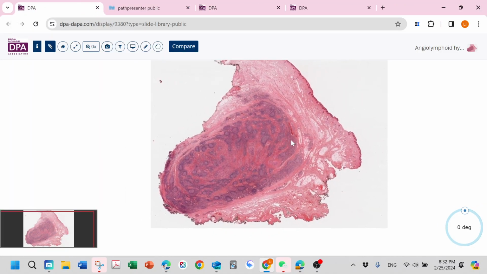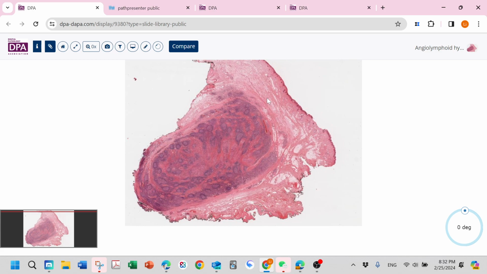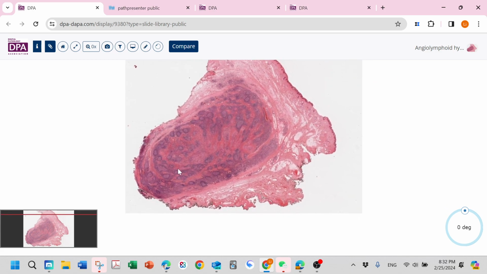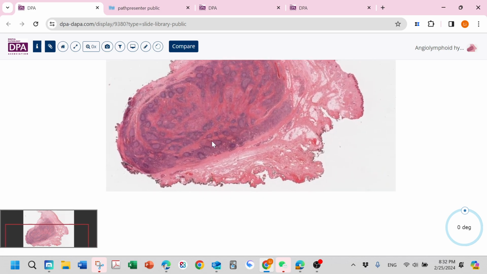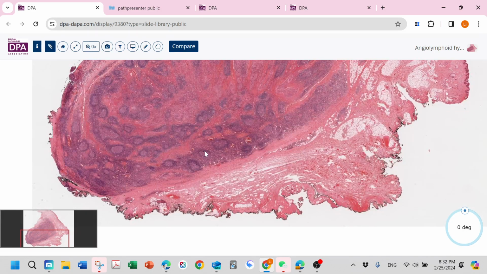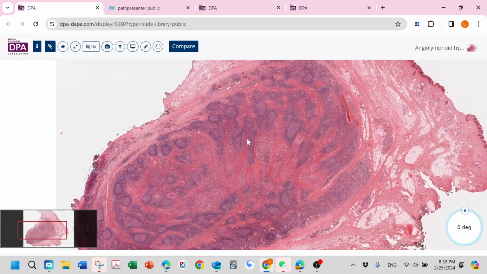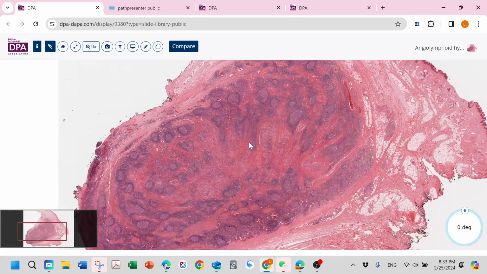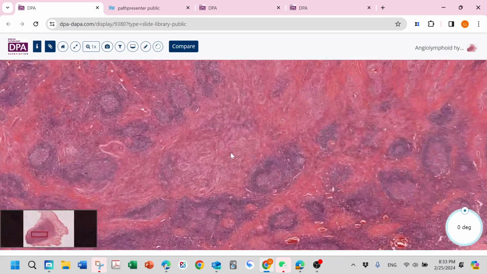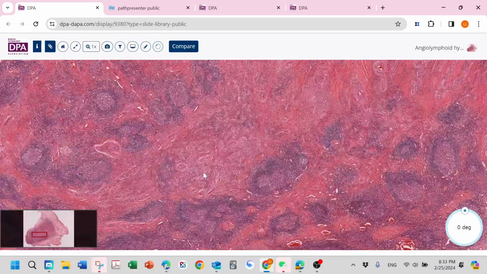This is another one. I think this one from the PathPresenter, they call it ALHE, but when you see tons of these germinal centers, it is also suspicious for Kimura disease. But as I said, usually the histology findings are identical. Maybe we need some clinical picture.